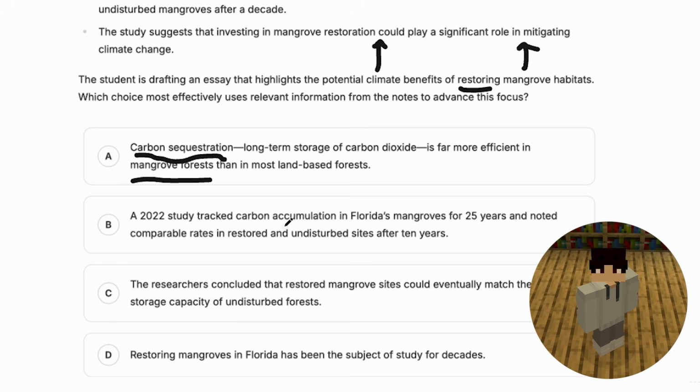B. A 2022 study tracked carbon accumulation in forest mangroves for 25 years and noticed comparable rates in restored and undisturbed sites after 10 years. I may be kind of confused about this the first time reading it, but if I really think about what's being said, it's saying that restored mangrove forests and undisturbed mangrove forests have the same carbon accumulation. That is again kind of good. It's saying that carbon accumulation in the restored forests basically matches the undisturbed one. So if you restore it, you're basically going to get as good as an undisturbed forest.